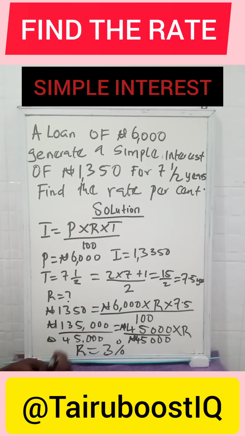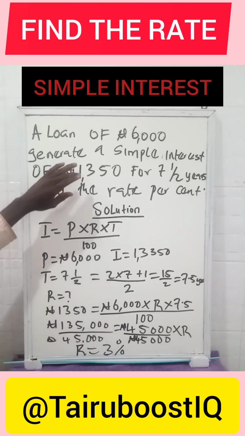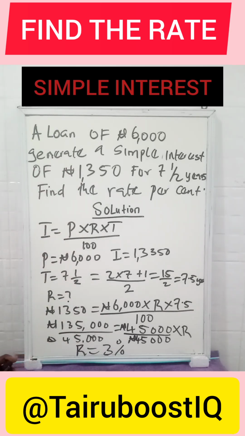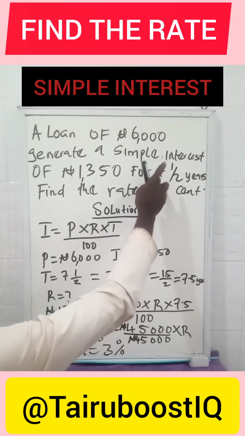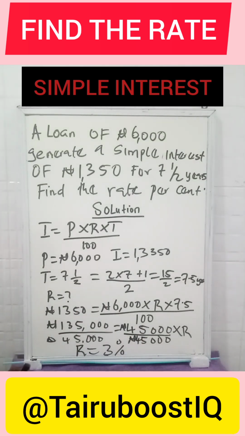That means the rate is 3%. It's 3% that generates the interest of 1,350 naira in 7.5 years. This is how to solve this question.